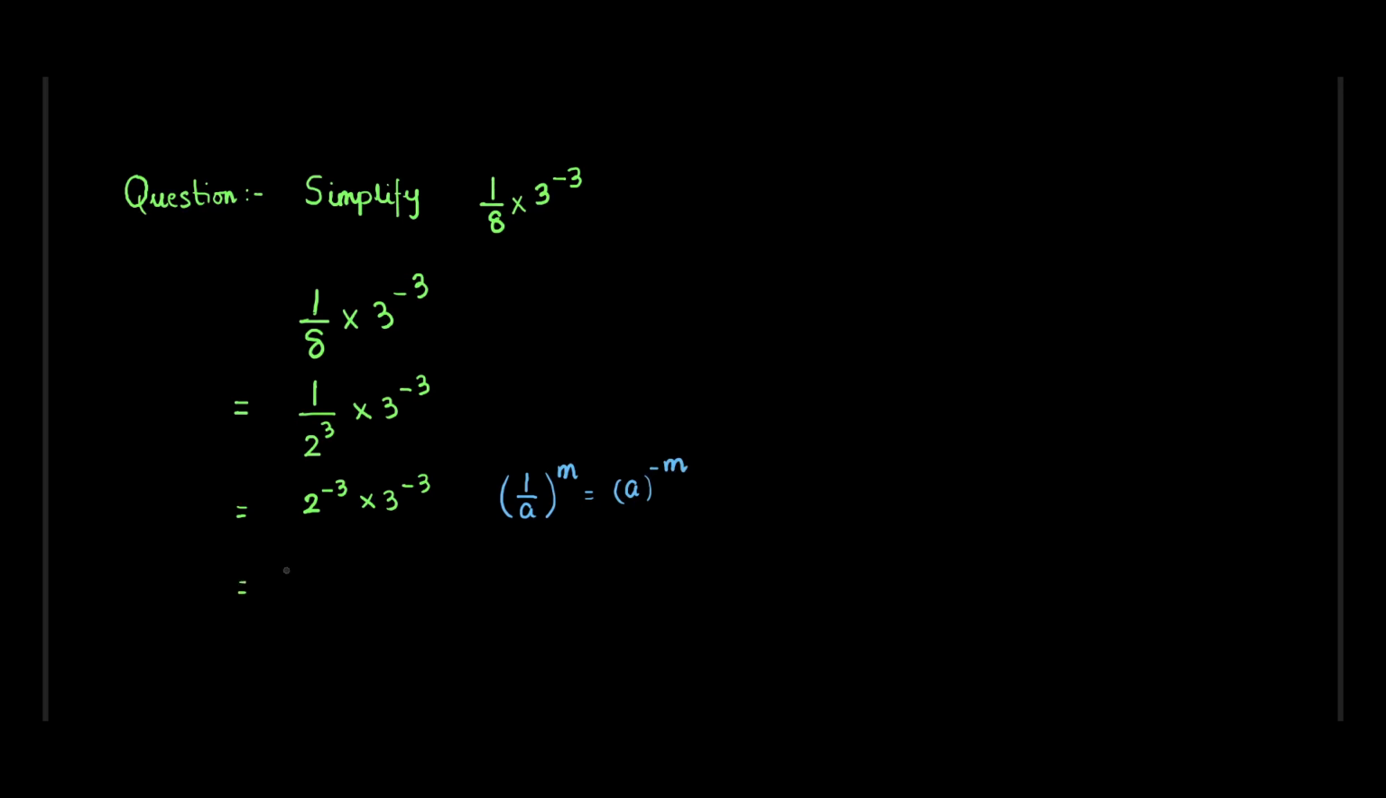Now, in the next step, we can see that in both the numbers, the bases are different but the powers are same. Hence, we can write it as 2 into 3 to the power minus 3. So again, over here, the formula used is a to the power m into b to the power m is equal to a into b whole to the power m. So when the bases are different but the powers are same, we can multiply the bases raised to the common power. So now the answer will become 6 raised to the power minus 3.